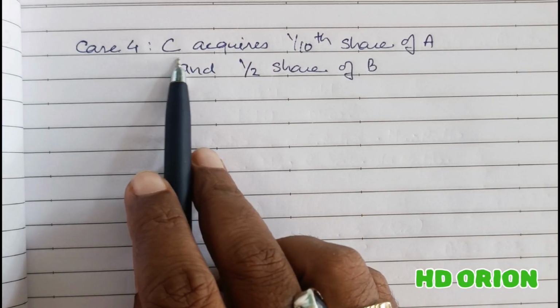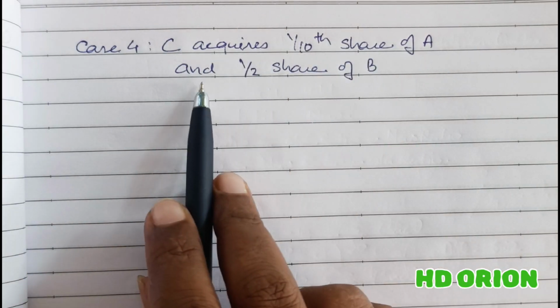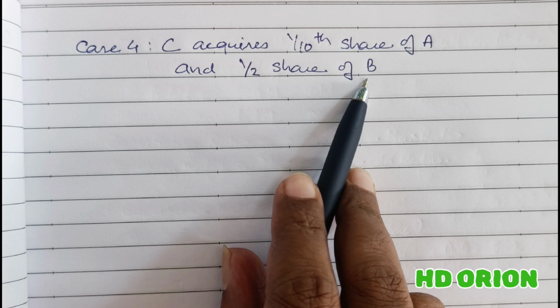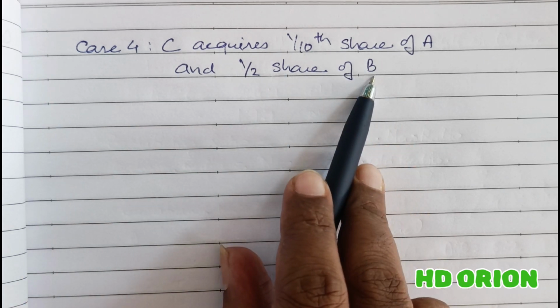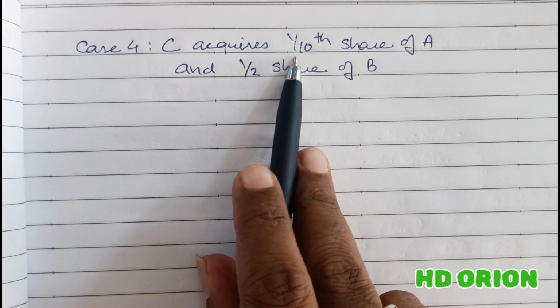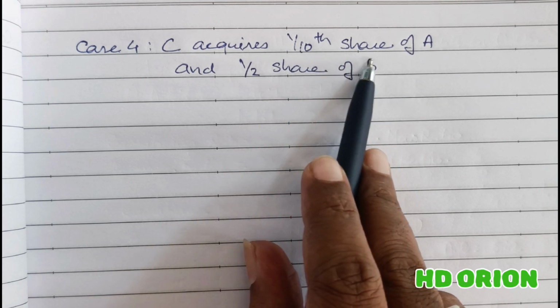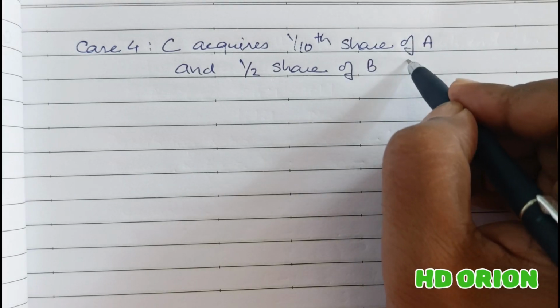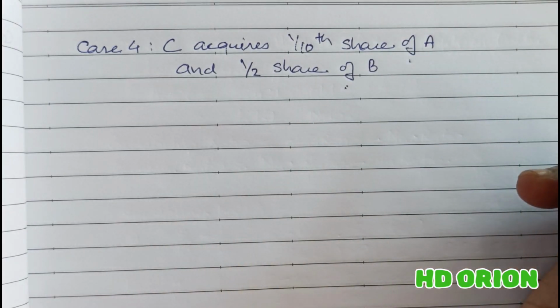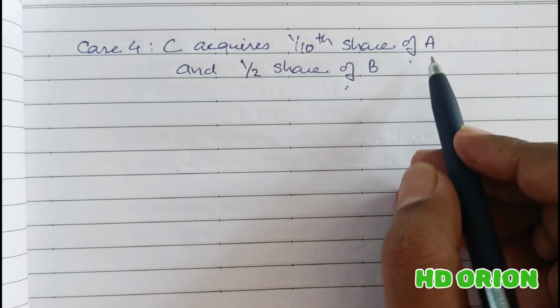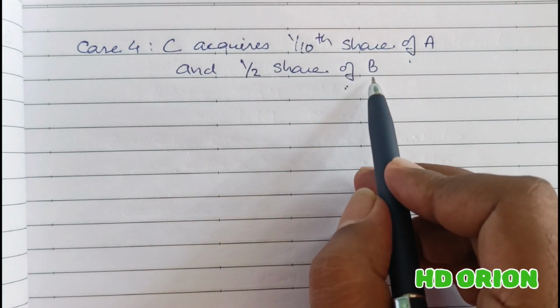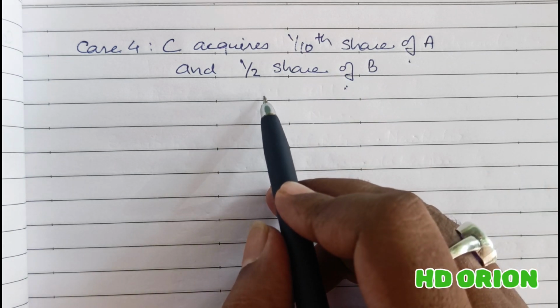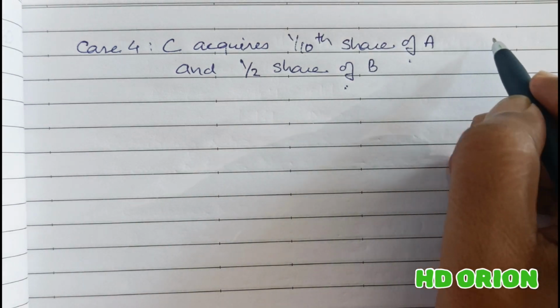Case 4. C acquires 1/10 share of A and 1/2 share of B. So of course C is gaining, but A and B are sacrificing. How much are they sacrificing? You have to understand from this that 1/10 share of A, because of this preposition "of" here, the meaning has changed. You see, "of A" means from A's portion 1/10 is given to C, and from B's portion 1/2 is given to C. Fine. So how much is A's portion?